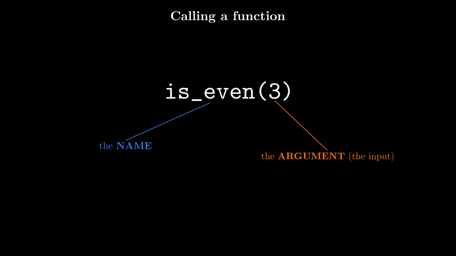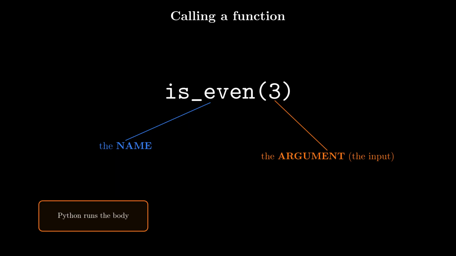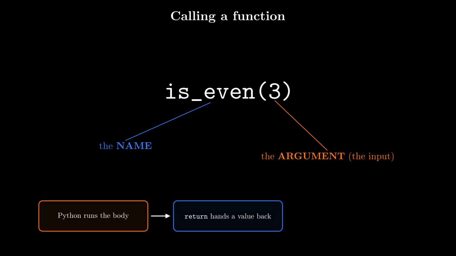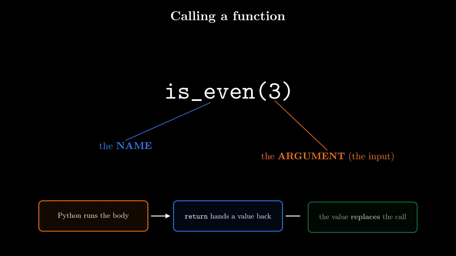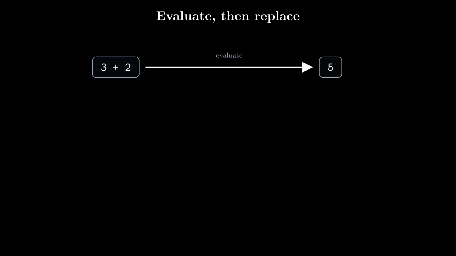The instant Python reaches this call, it jumps into the function body, runs the code inside, and reaches a return. Whatever value that return hands back is given straight to whoever made the call, and that value completely replaces the call itself. Why does the call simply disappear like that? Think back to plain expressions. When Python sees 3 plus 2, it evaluates it and replaces the entire expression with its value, 5. From then on, there is no 3, no plus, no 2, only 5.